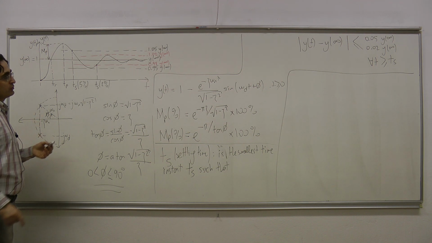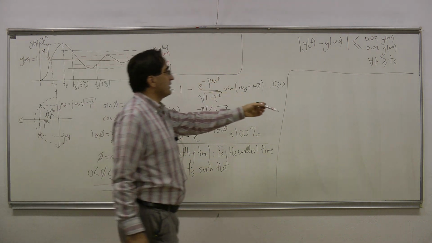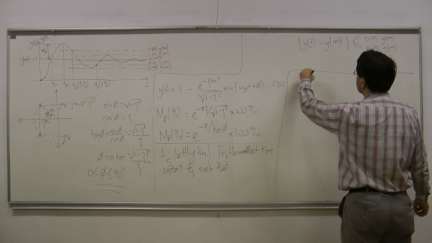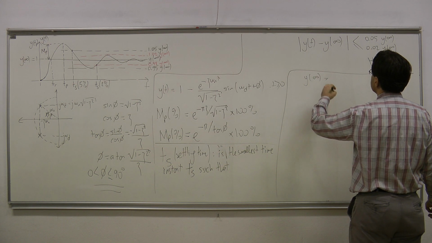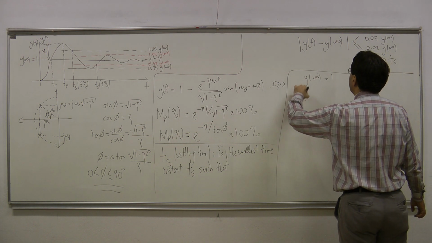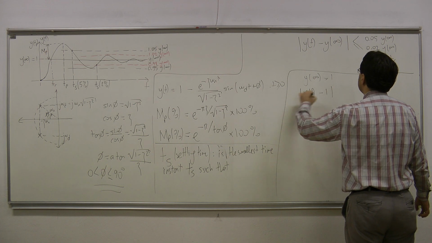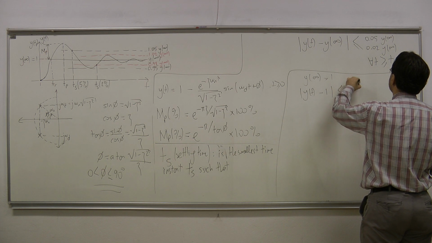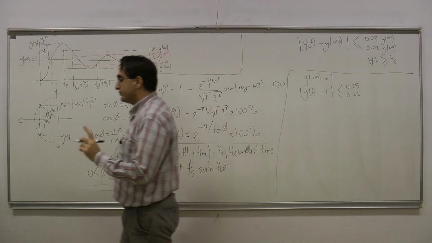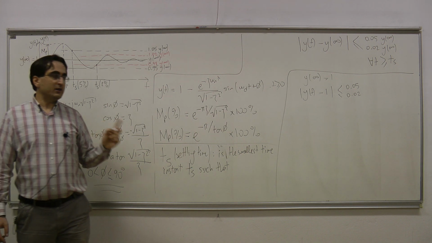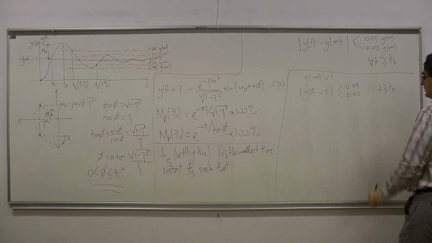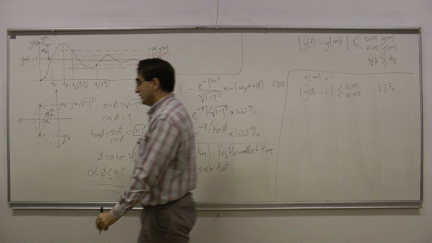The first thing that I'm going to do is substitute in that equation y infinity equals 1, because our results are going to be valid for any y infinity. So in this case, I have y infinity equal to 1, and I would have y of t minus 1 should be smaller than or equal to either 0.05 or 0.02. I need to find the smallest time instant such that these equations are satisfied for all t larger than or equal to ts. I need to find the smallest such ts value.